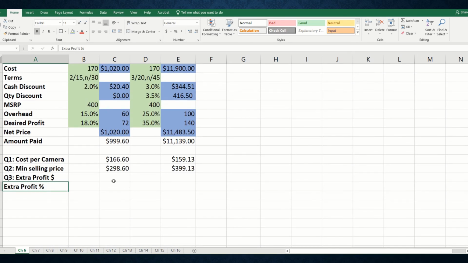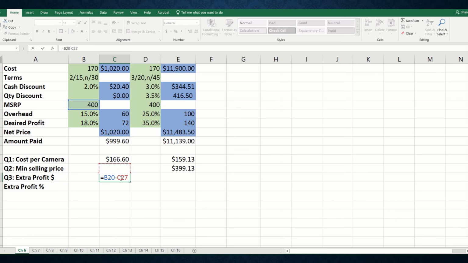All right, so the extra profit they would make if they sold it at MSRP equals the MSRP minus the minimum selling price, okay? Now, you'll notice that it's covered my cell right up here, and I really do want that cell. So I have put the minus sign in there, and I'm going to use my up arrow so that it chooses my minimum selling price, okay?